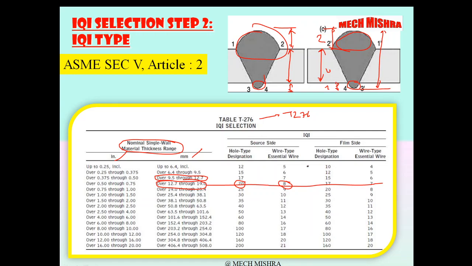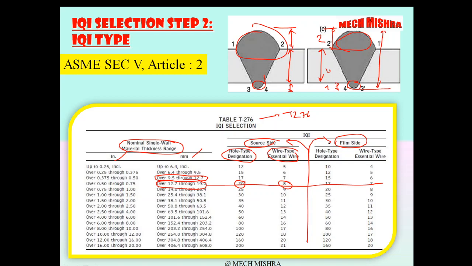So this is the essential wire which I need to check if I am selecting wire type, and if I am selecting hole type. There is one more thing, that is where I am putting the IQI. We will see in the next moment. We will discuss this. Means whether I am putting the IQI on the source side or I am putting the IQI on the film side. For both we have different criteria. So we need to check either the source side or film side.